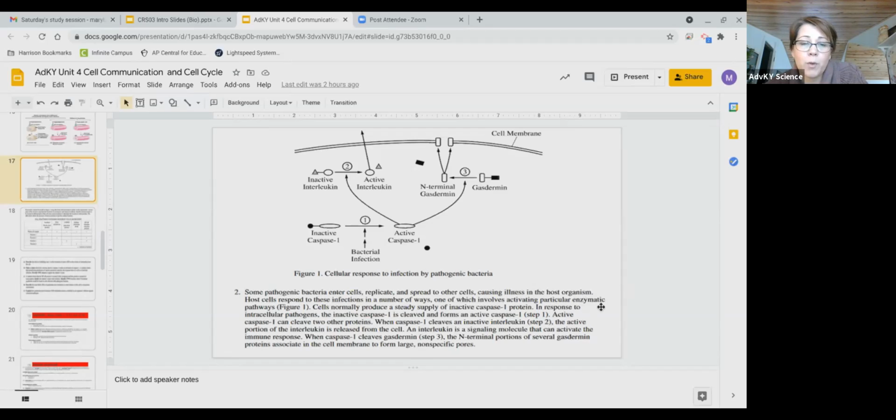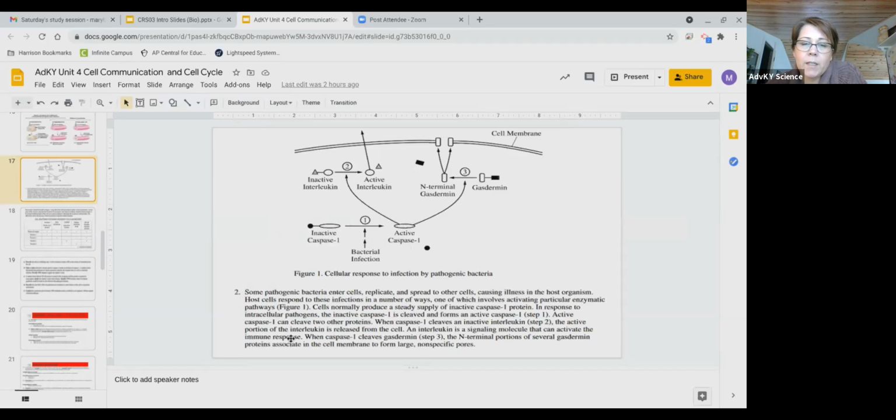Enzymes are proteins and they help speed up chemical reactions. Cells normally produce a steady supply of inactive caspase-1 protein in response to intracellular pathogens. The prefix intra means within the cell, so the pathogens have already made it into the cell. The inactive caspase-1 is cleaved, and cleaved means cut, and forms an active caspase. So here with step 1, we have the inactive caspase, and if the cell has a bacterial infection, we're going to cleave it and have active. Pay attention to how this is different from here.